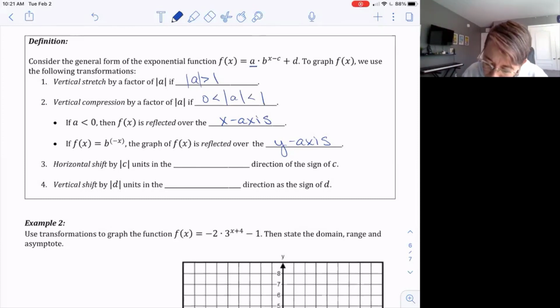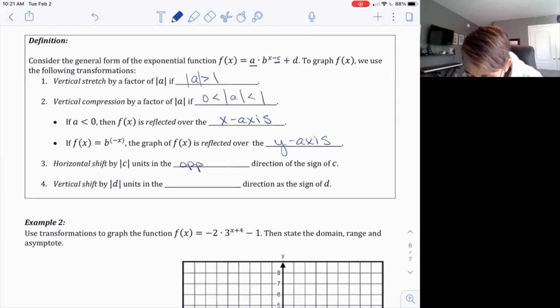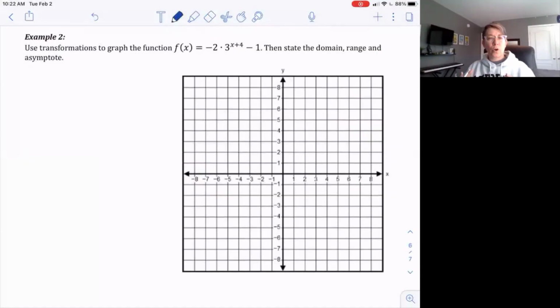Then we have this c up here, x minus c. Remember, when you add or subtract from x, that means we have a horizontal shift left or right, but it's always in the opposite direction of that sign of c. Our last one, d, is a vertical shift, but it shifts in the same direction as d, so it's going to go up or down. Remember, the rules for transformations are all the same. They just look different because you're dealing with different parent functions.